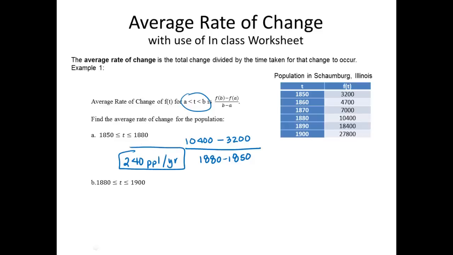Okay, so let's do that again for 1880 to 1900. So I'll look at the population in 1900 to be 27,800, subtract the number of people in 1880, which is 10,400. And we'll divide that by the time that's passed, which is going to be 1900 minus 1880, or 20 years. Again, once you calculate that, we will find the average rate of change, or population change, over that time period. And this gives us 870 people per year. All right, let's try the next example.